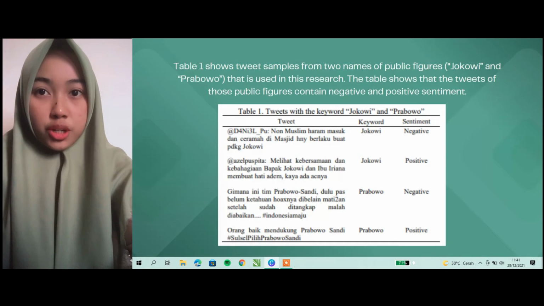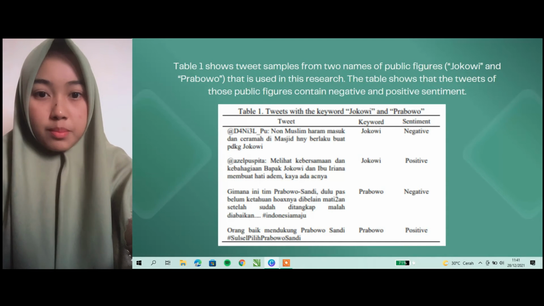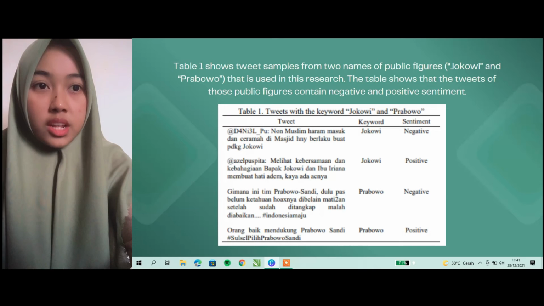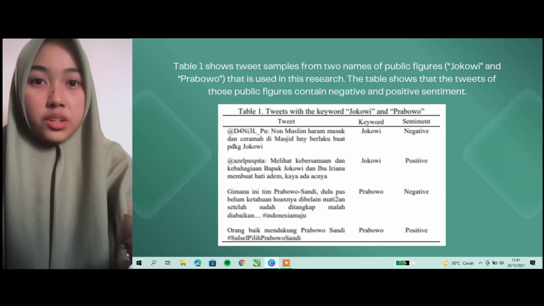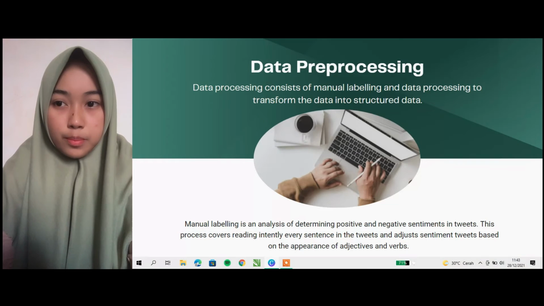Okay, table 1 shows tweet samples from 2 public figures, Jokowi and Prabowo, that are used in the research. The table shows that the tweets of those public figures contain negative and positive sentiment. Next topic is data preprocessing.